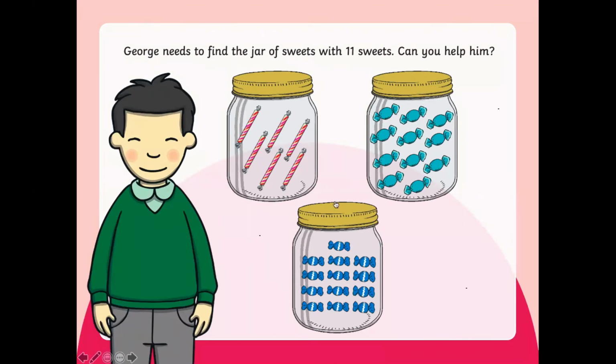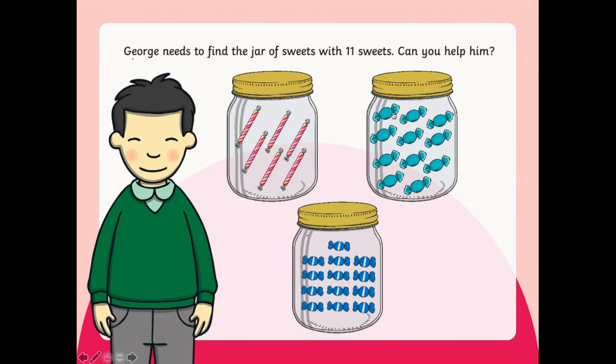Now let's look at this jar of sweets. Could this be 11? We're not sure. Let's count to check. 1, 2, 3, 4, 5, 6, 7, 8, 9, 10, 11, 12, 13 sweets in this jar. 13 is bigger than 11. So this is not the correct jar of sweets.